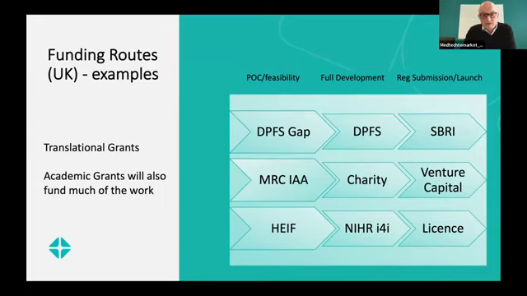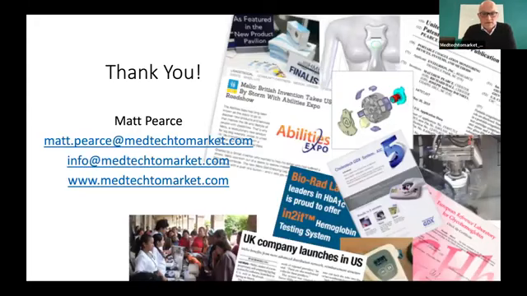And academic grants will also fund some of this. So BBSRC will fund a lot of this kind of work as well. So it doesn't have to be translational funding. That will get a lot of this work underway. And then obviously, as you get further along the line, you're starting to look at more equity investment, spinning out or licensing out at that point. But there are different mechanisms of funding from then on. So I think I'll leave it there. Thank you. And if there are any questions.